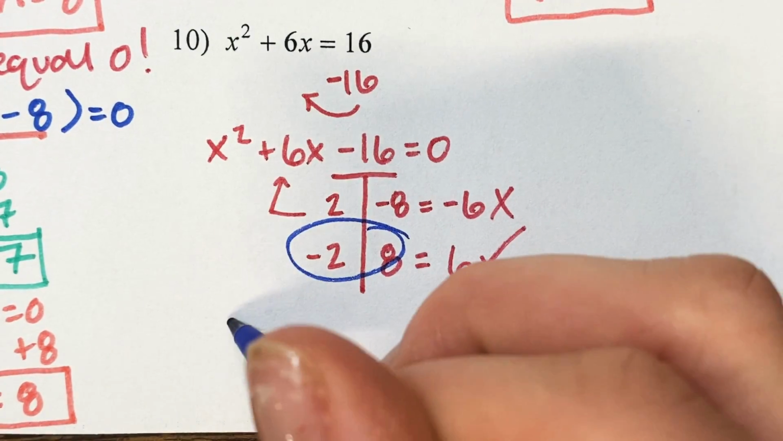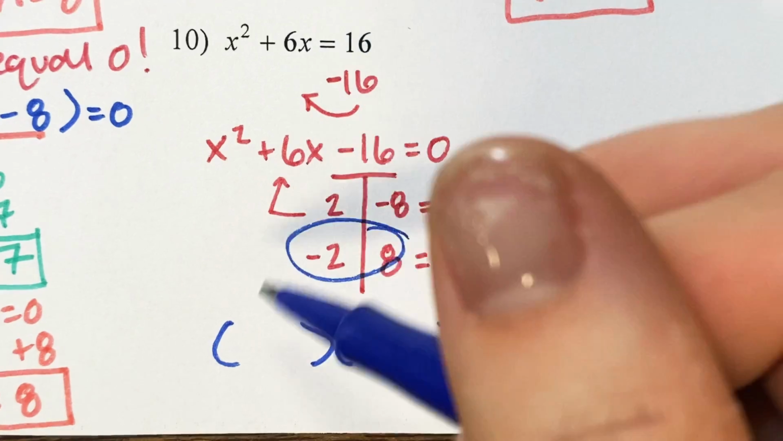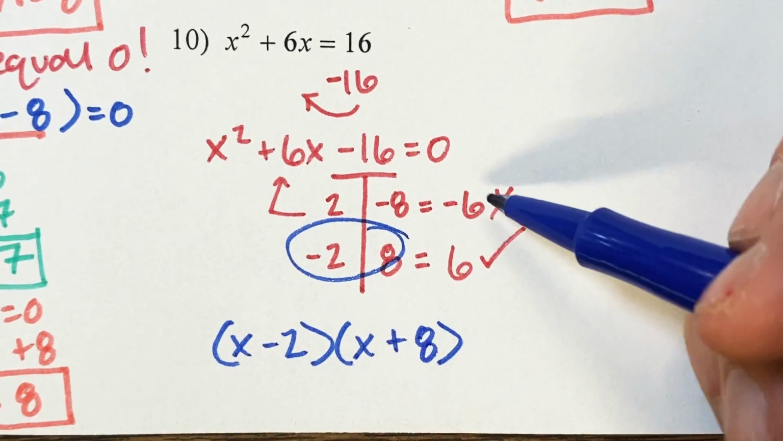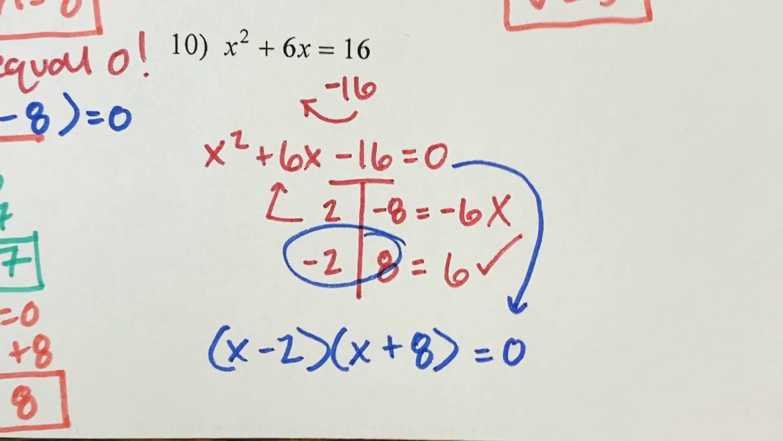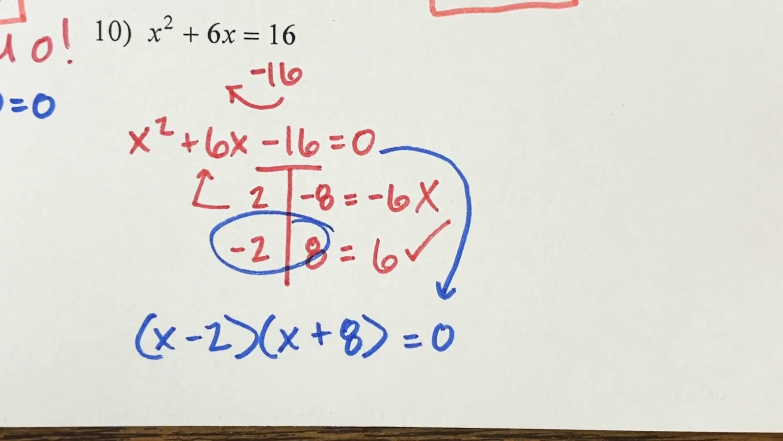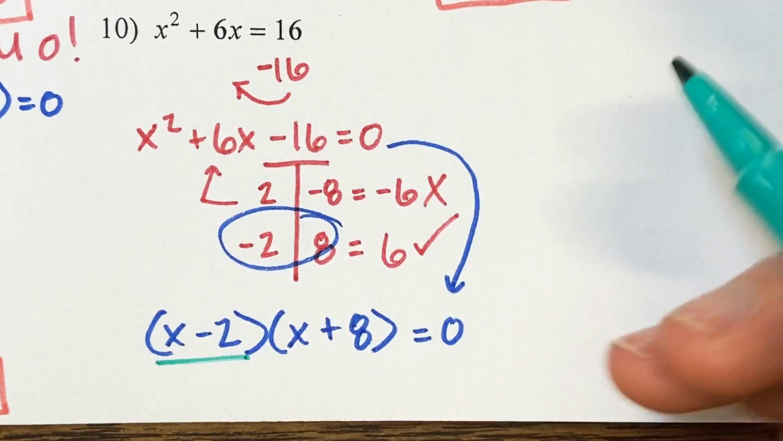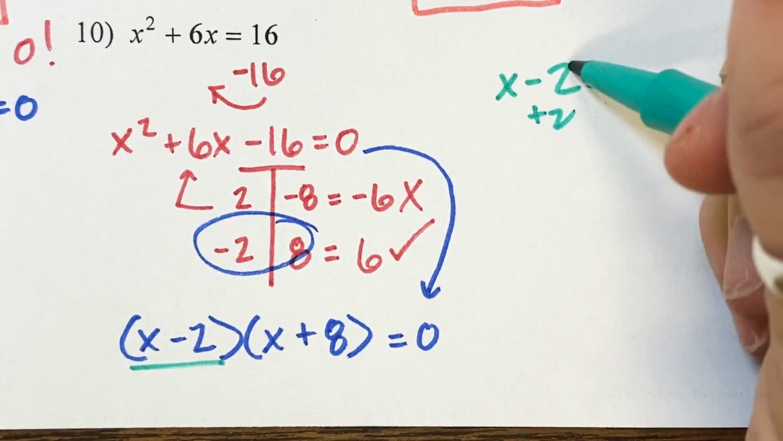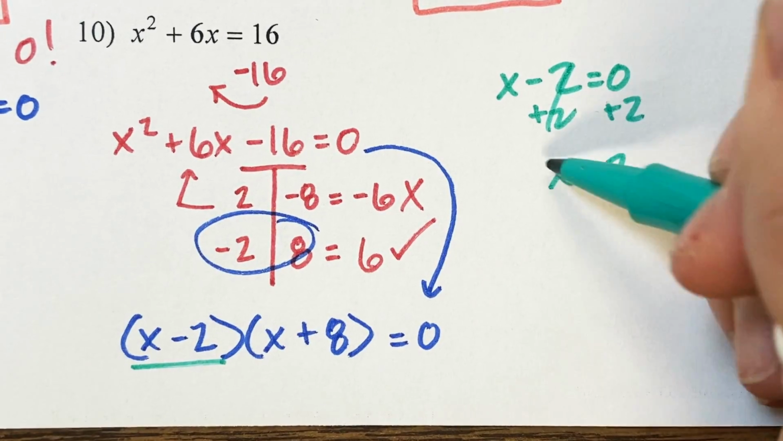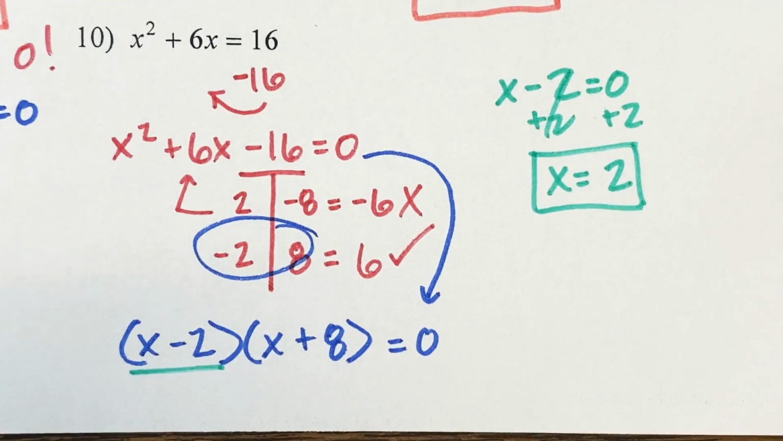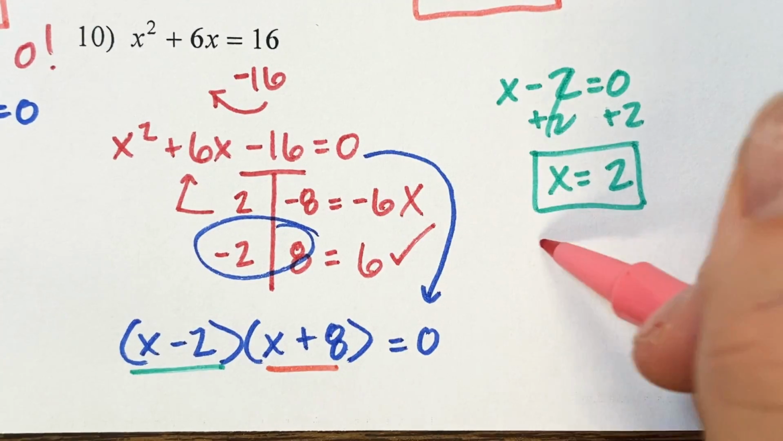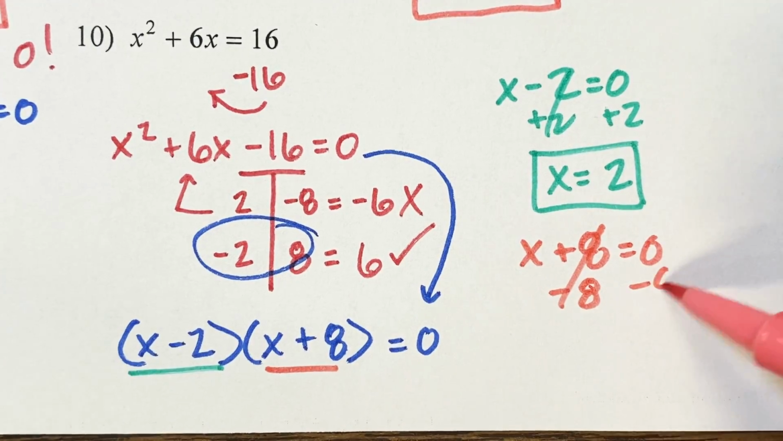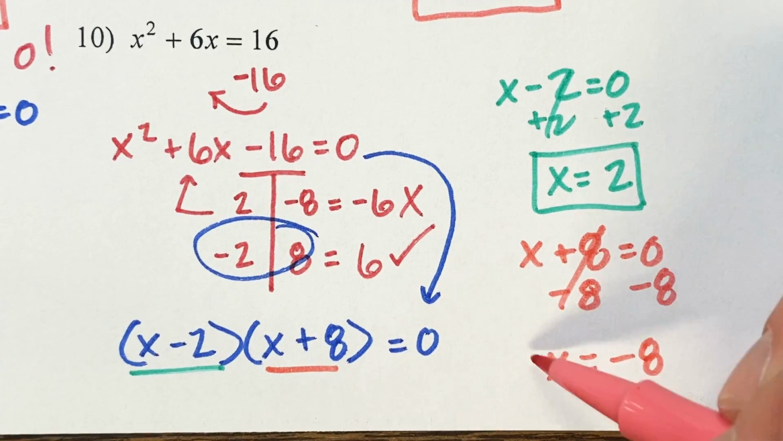Go ahead and put them in your parentheses. So I have x minus 2, x plus 8. It all equals 0. Now we can take these pieces and solve for x. My first piece, x minus 2 equals 0. The opposite of minus 2 is plus 2. So x equals 2. Let's take our last piece, x plus 8 equals 0. Subtract that 8 to get rid of it. So our other answer is negative 8.